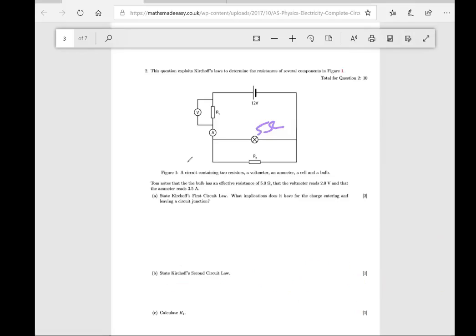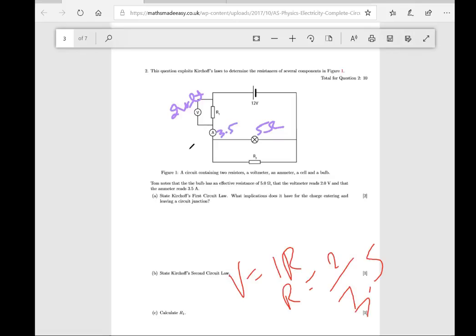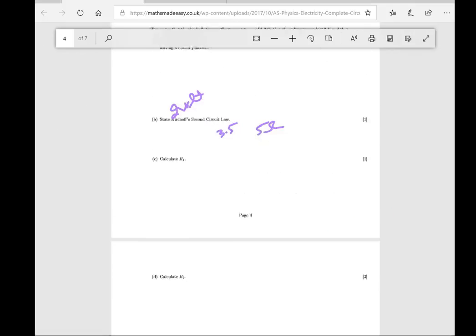Calculate R1. The voltage across R1 is 2 volts and the ammeter reads 3.5 amperes. That's easy. V equals IR, so R equals 2 over 3.5. Yes. And that's equal to? Let me do it. 0.5714. Yeah. Calculate R2.